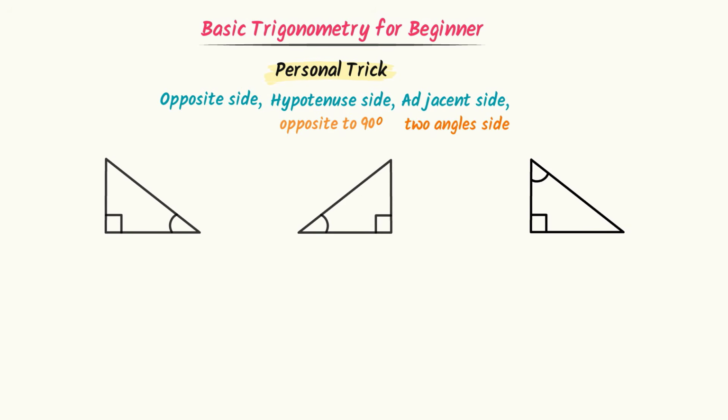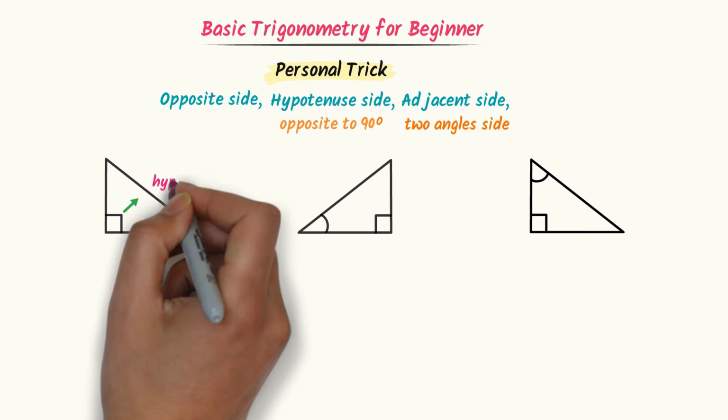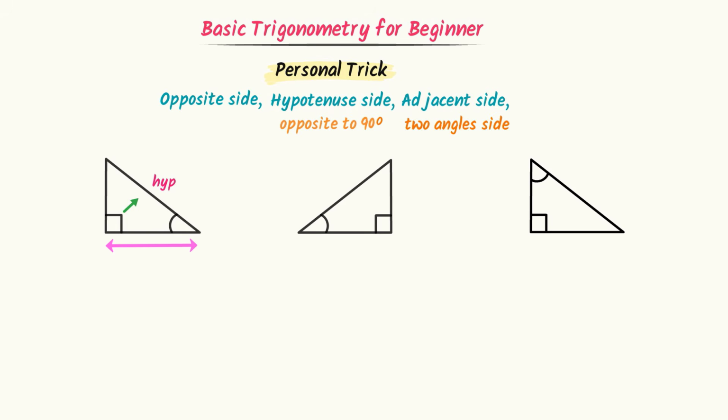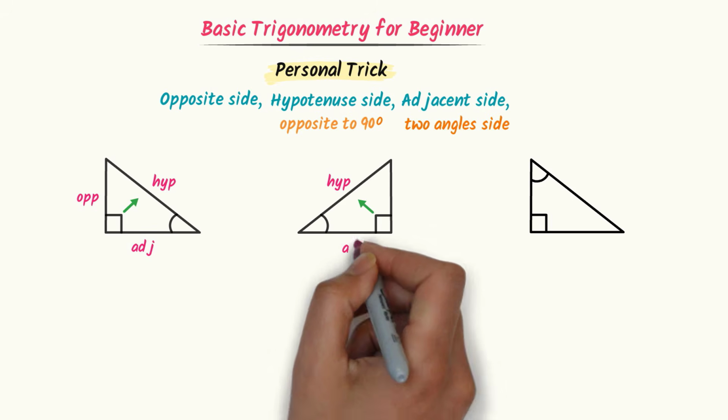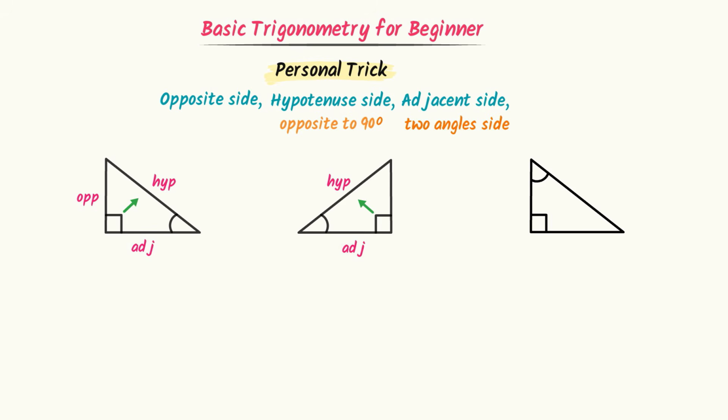Now in the first question, this side is opposite to the right angle, so it is the hypotenuse side. This is the side of two angles, so it is the adjacent side. The remaining side is the opposite side. In the second question, this side is opposite to the right angle, so it is the hypotenuse side. This is the side of two angles, so it is the adjacent side. This remaining side is the opposite side.